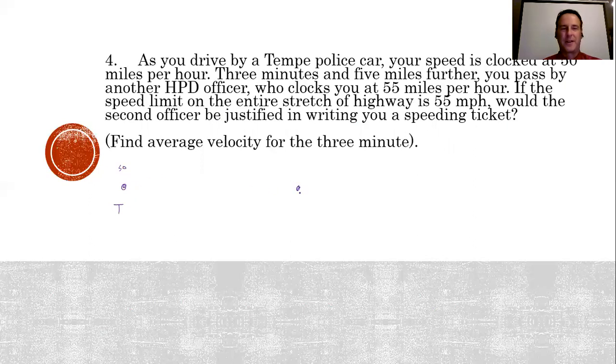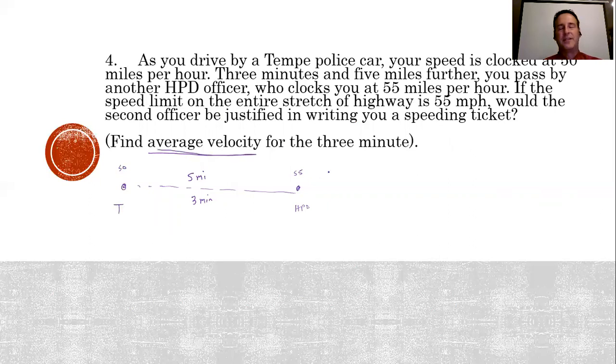And the second guy, over here, highway patrol, got you going 55. Well, that's not speeding either, but here's what they say. It says you traveled 5 miles in 3 minutes. At any time here were you speeding? I'm sure there are times when you're going faster or slower, but what is your average speed? What is your average velocity?